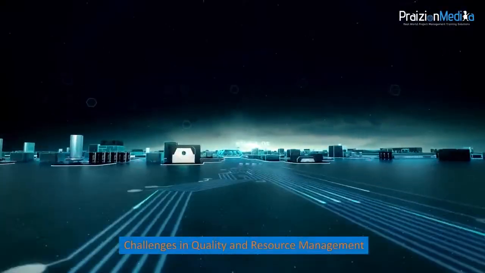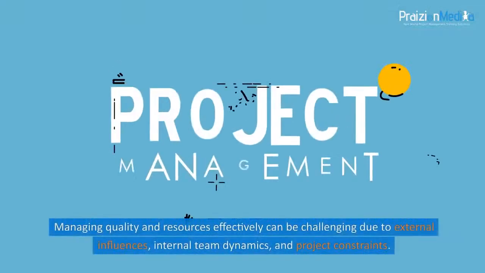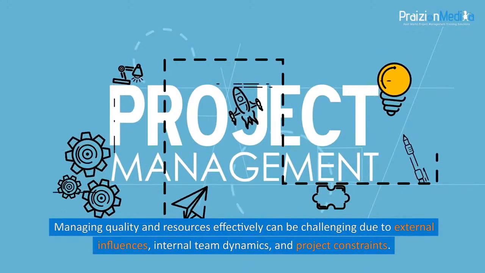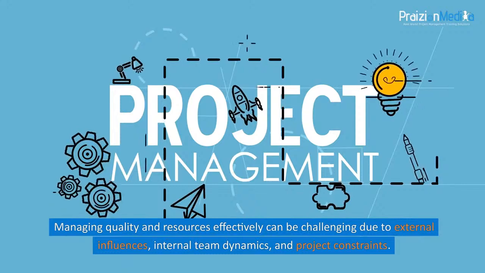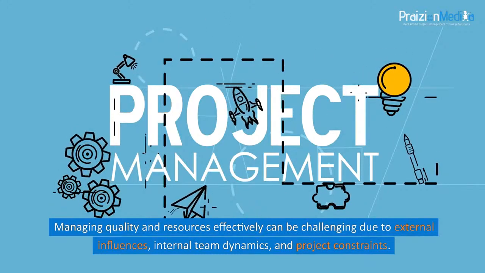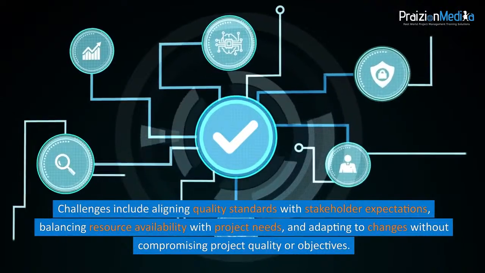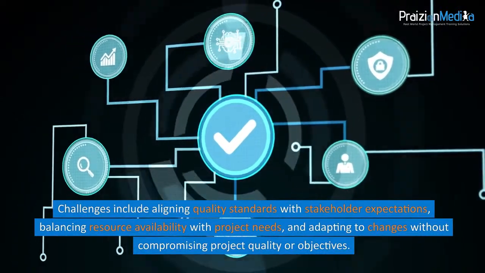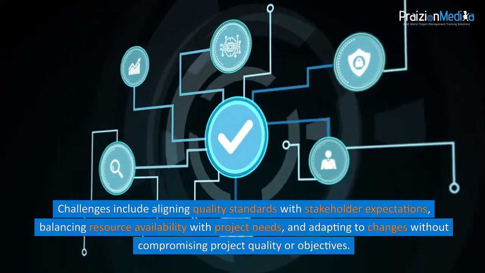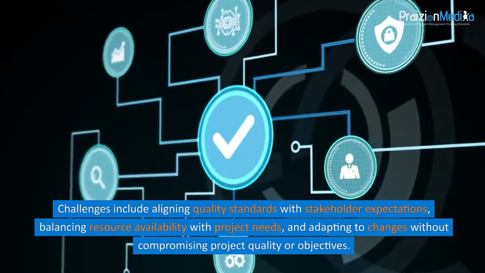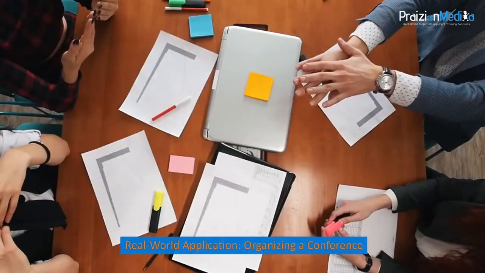Challenges in quality and resource management. Managing quality and resources effectively can be challenging due to external influences, internal team dynamics, and project constraints. Challenges include aligning quality standards with stakeholder expectations, balancing resource availability with project needs, and adapting to changes without compromising project quality or objectives. Real-world application.